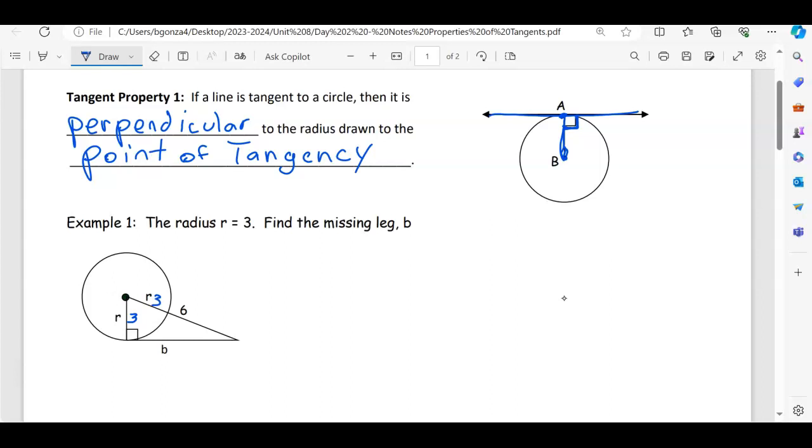Now here's the deal. Because we just learned that the radius and the tangent segment make a right angle, if I connect them, I get a right triangle. And we're going to have a missing side of a right triangle. Let's remember a few units back. How do I find the missing side in a right triangle if I know 2 sides? Pythagorean theorem. Okay, a squared plus b squared equals c squared.